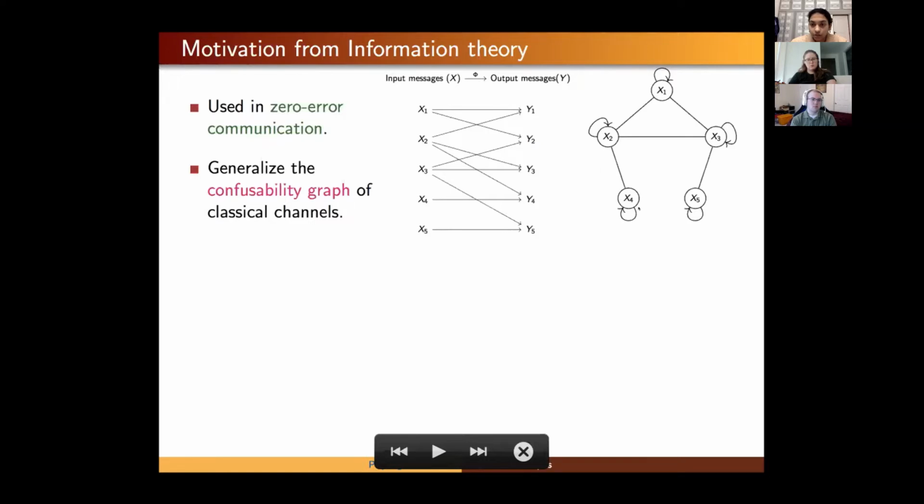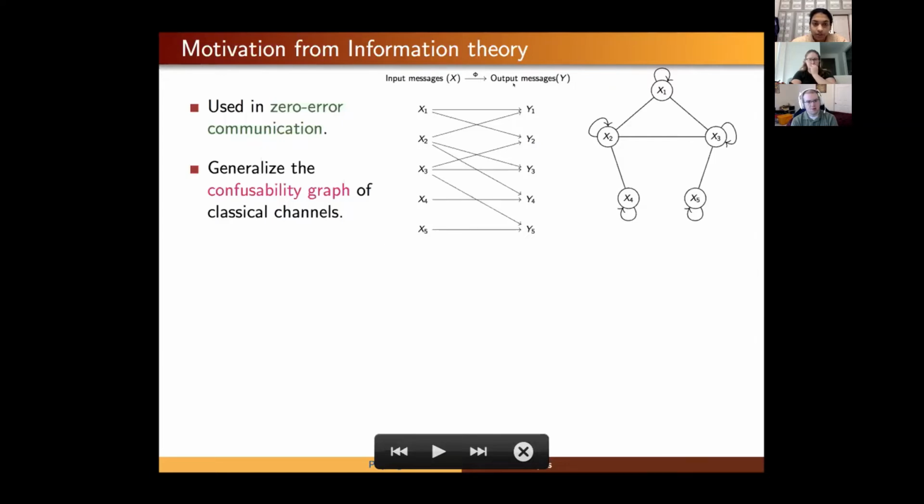The vertices of the confusibility graph are essentially these input messages. And two of the vertices are connected by an edge if they can be confused upon transmission. What I mean by that is that two of these messages can be received as the same output. So if you look at the graph, x1 and x5 never lead to the same output, and so x1 and x5 are not connected by an edge. Whereas if x1 and x2 can be received as the same output, then they are connected by an edge. So basically this graph associated with the channel is known as the confusibility graph of the classical channel.